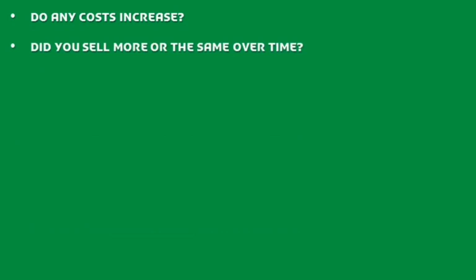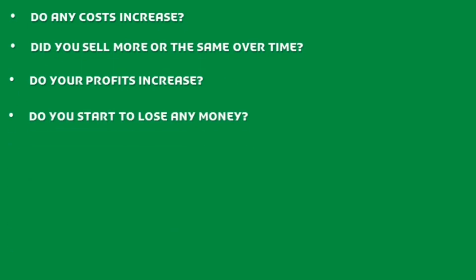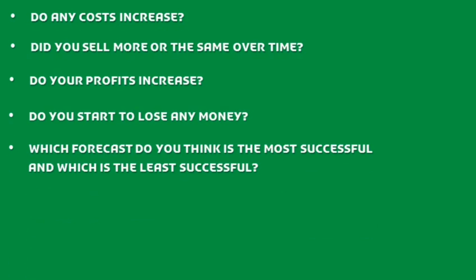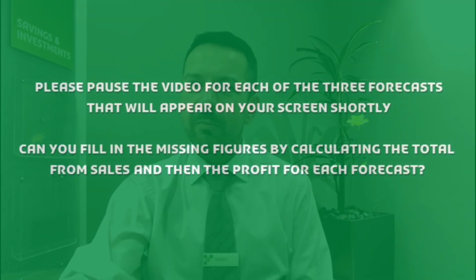Think about the following bullet points and scribble down what you notice. Do any costs increase? Did you sell more or the same over time? Do your profit increase? Do you start to lose any money? Which forecast do you think is the most and the least successful? Don't worry about right or wrong answers. We'll come back and chat about what was wrong or right about each of them.